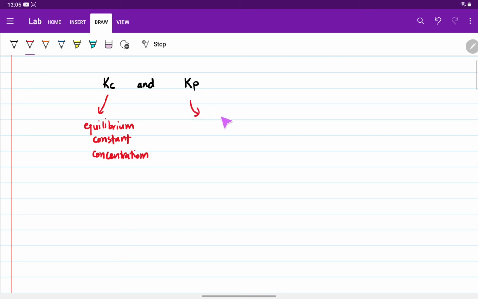Manakala Kp pula adalah apa? Kp adalah equilibrium constant for pressure. Untuk pressure term. So, bila kita cerita tentang Kc dan Kp, ingat balik, Kc hanya untuk aqueous dan gas sahaja. Manakala Kp hanya untuk gas sahaja.